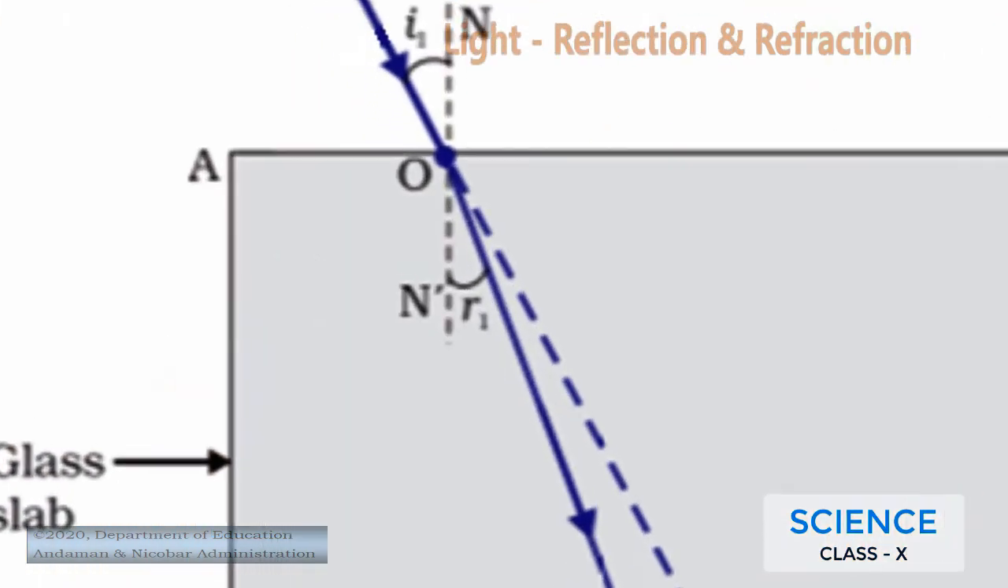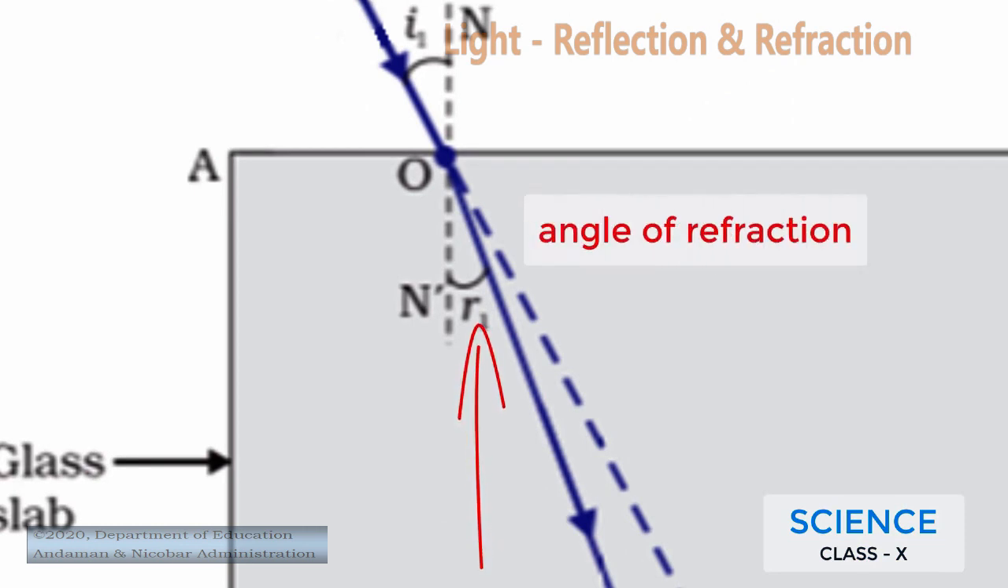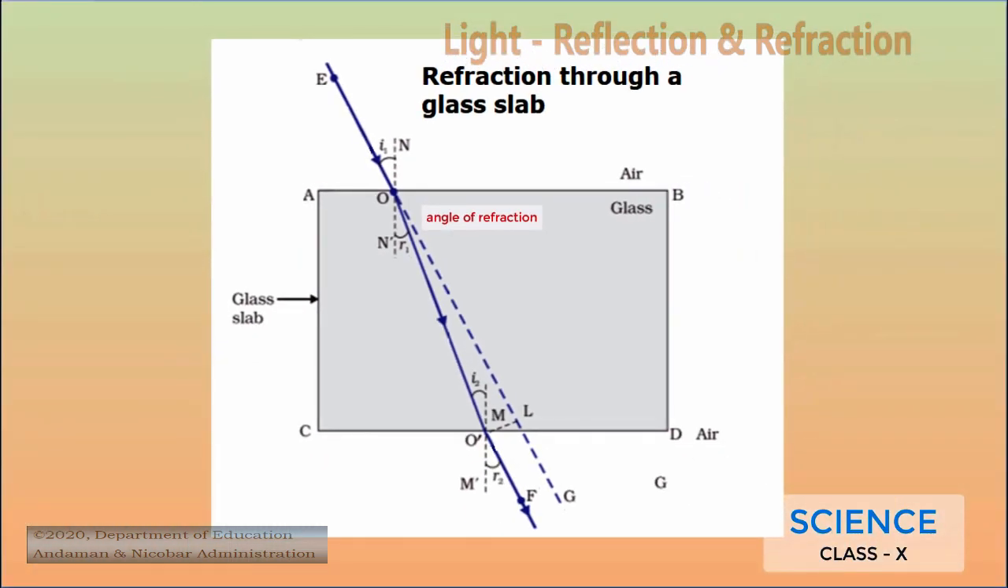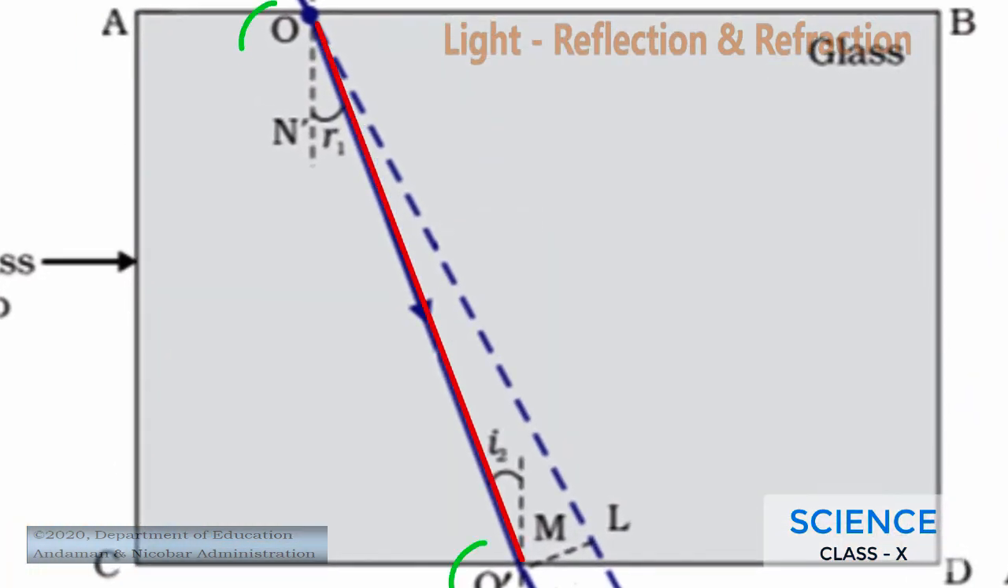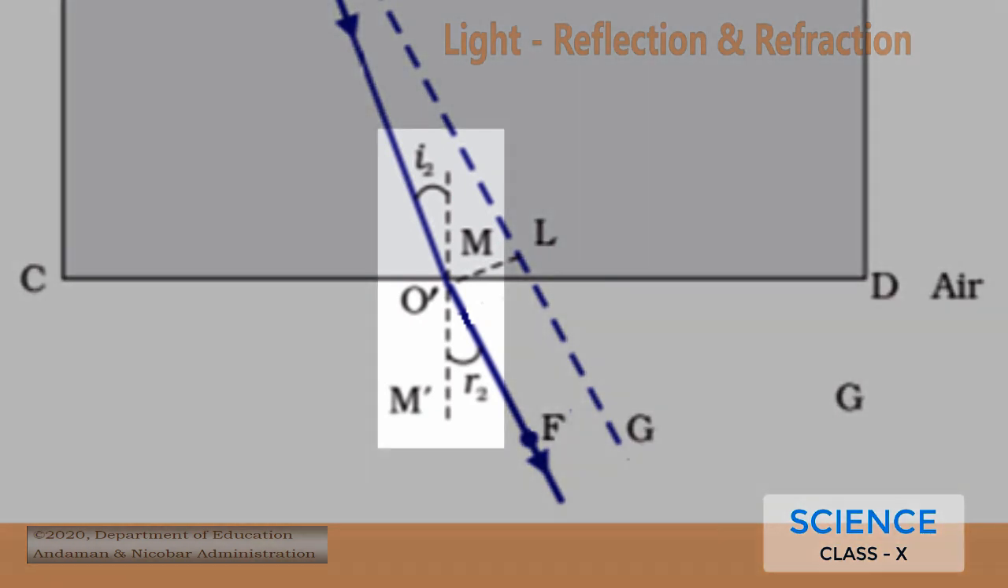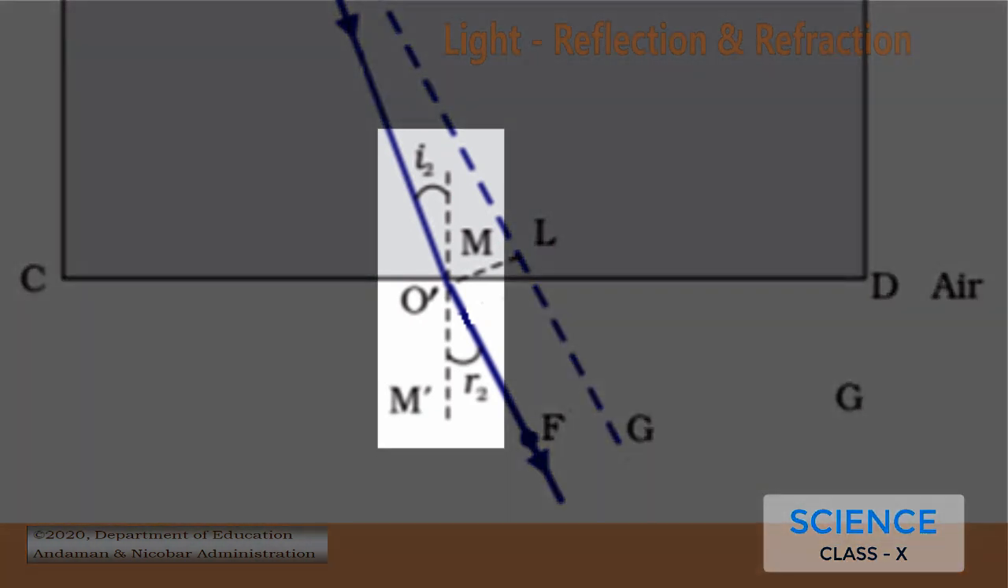Now you can see an angle is formed between the N dash and the refracted ray. This angle is known as the angle of refraction. In the picture, you can see that the refracted ray inside the glass slab appears to follow a straight path, that is from O to O dash. When it reaches the interface, that is CD at point O dash, once again refraction takes place into the air. Here we can see the second refraction, that is the light entering from the glass slab to the air.